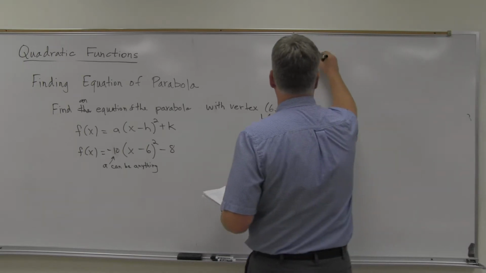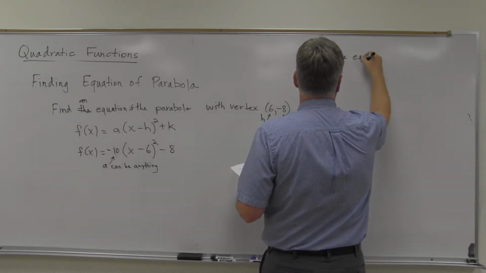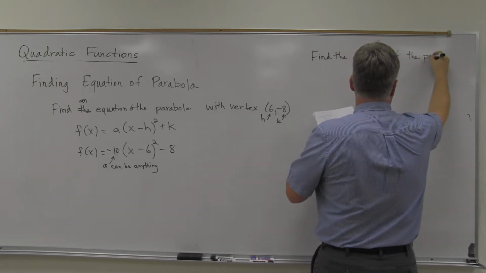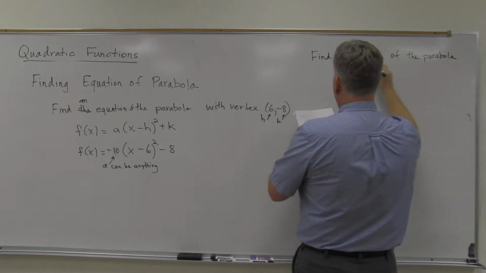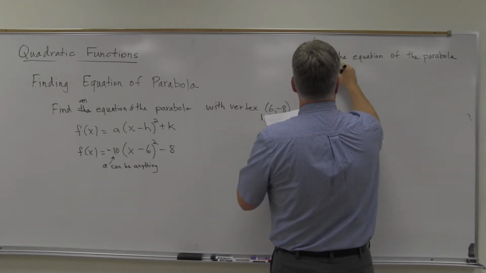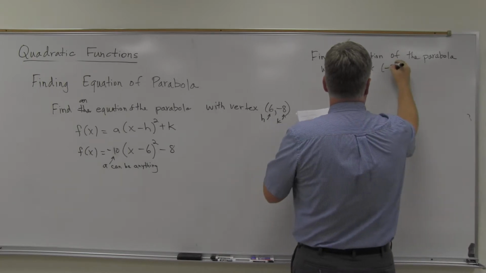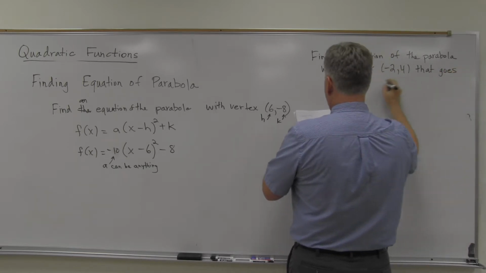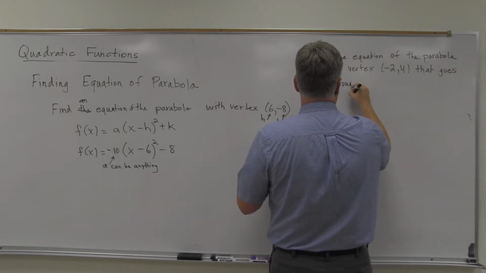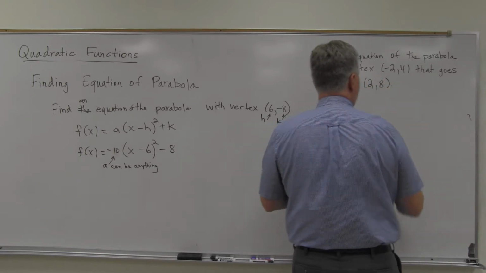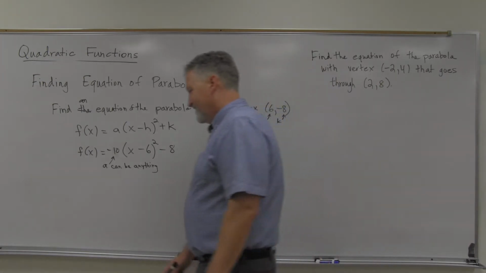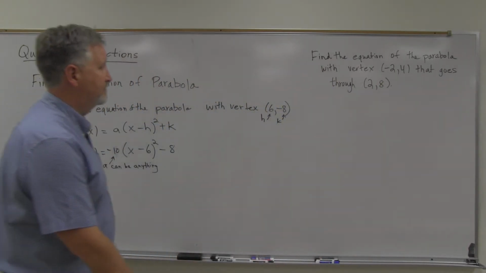Now let's do this. Find the equation of the parabola with vertex negative 2, 4, that goes through 2, 8. Aha, so we've got another point to satisfy here, not just the vertex. So that'll limit our value of a here. Okay, so let's see what this runs us into.